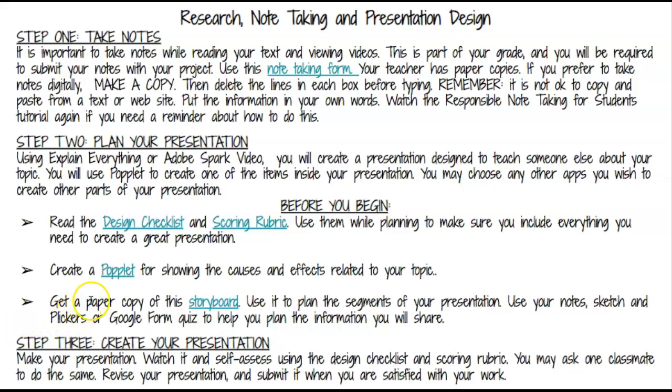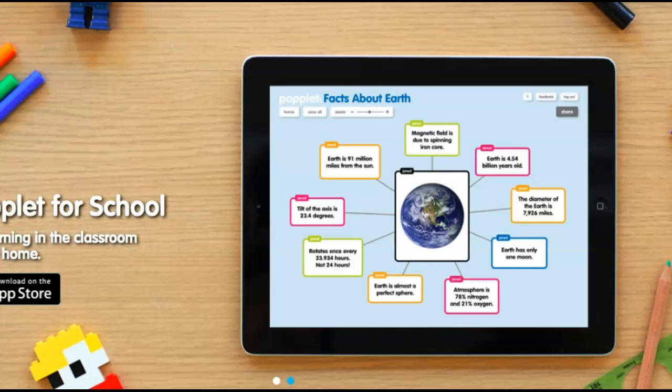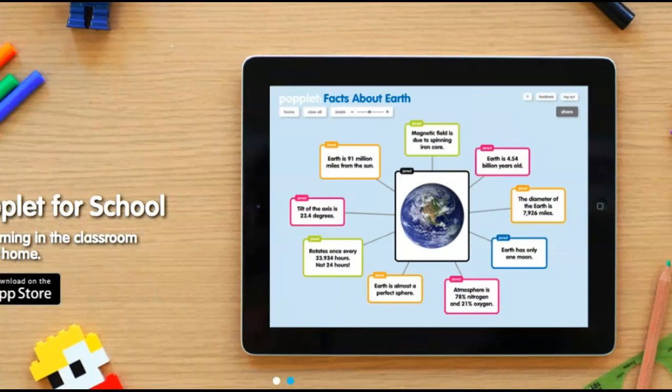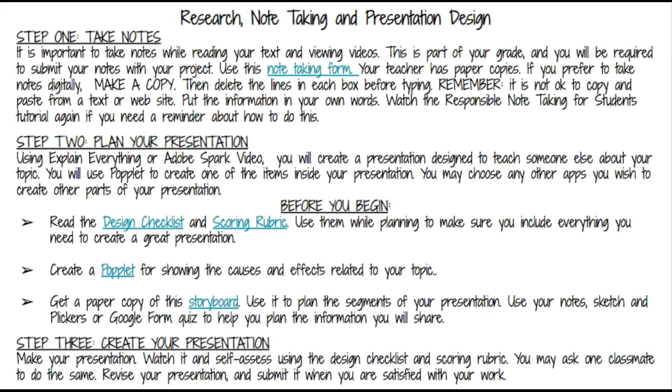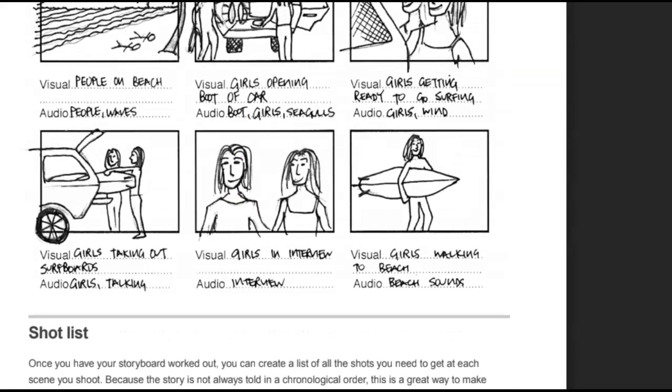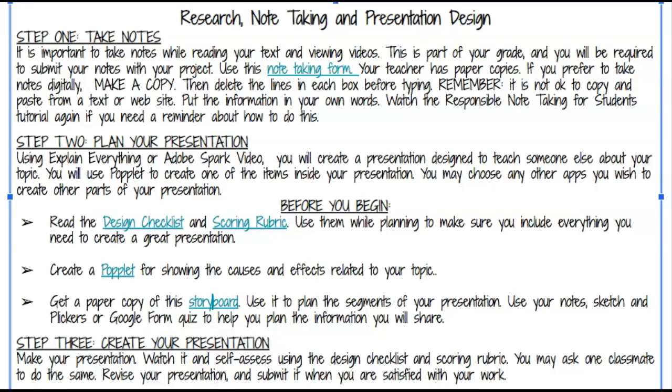There is one piece that they're asked to create as a requirement, and that is using concept mapping software called Poplet, which they will use to show the causes and effects of whatever their subtopic is within the Industrial Revolution. They will use a storyboard to plan out the different slides within their presentation. Your final project is all compiled into an Adobe Spark video or into Clips, which is an iPad app from Apple.